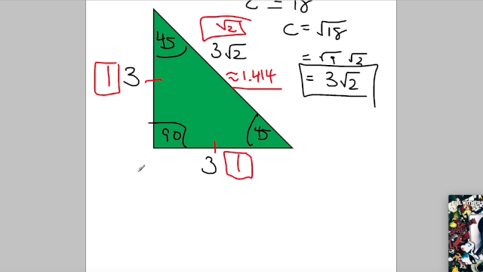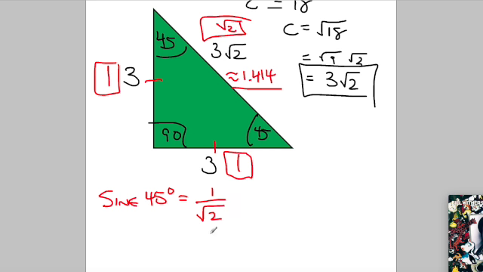Now, set up our sine, cosine, tangent ratios. The sine of 45 degrees, and you can verify that with a calculator. The sine of 45 would be equal to the opposite, 1, over the hypotenuse, radical 2. And you might leave it this way, but you really aren't supposed to do it this way.